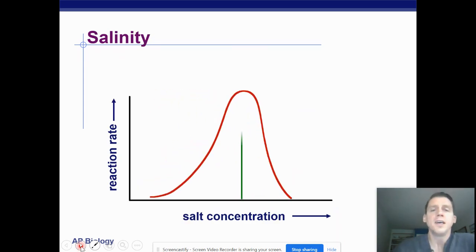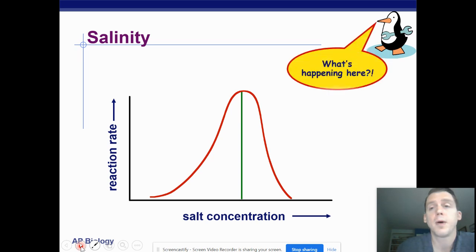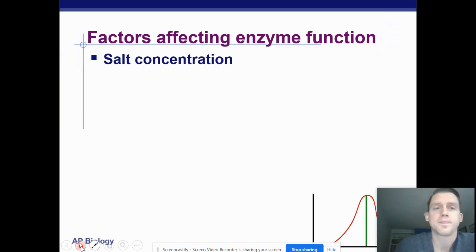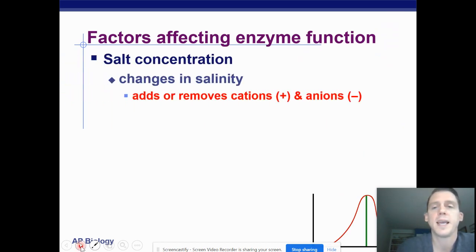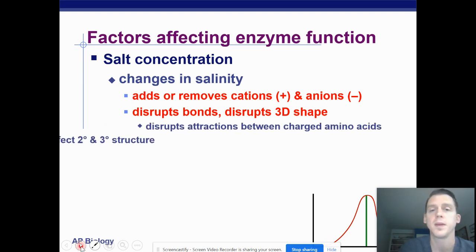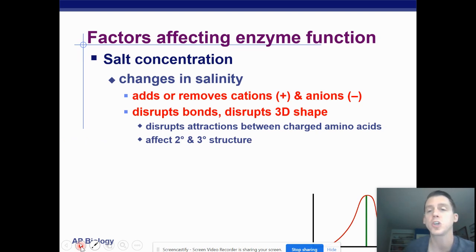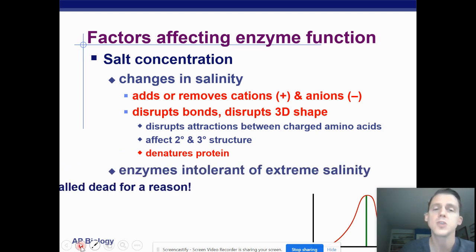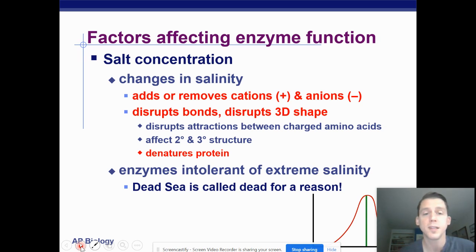Okay, salinity is also going to have a certain amount that is ideal. Too much or too little salt is going to affect things. The salt concentration is going to add or remove cations and anions, which is going to disrupt many of those ionic and other bonds that are holding together the three-dimensional shape. It's going to disrupt the attractions between charged amino acids and therefore cause denaturation. So many enzymes are intolerant of extreme salinity, like the Dead Sea. It's called the Dead Sea because very few living things can actually survive in such a high salinity area.